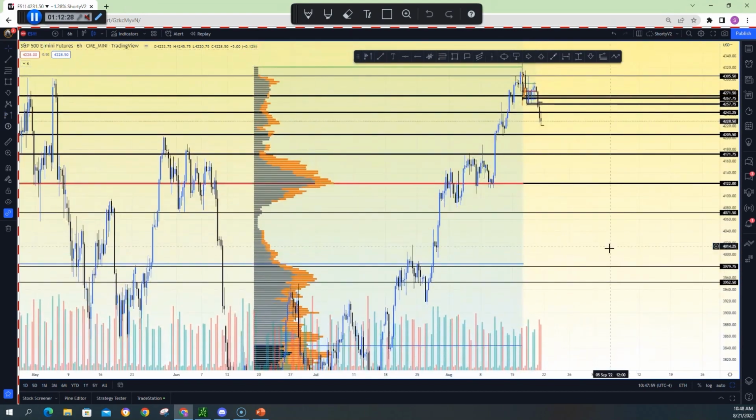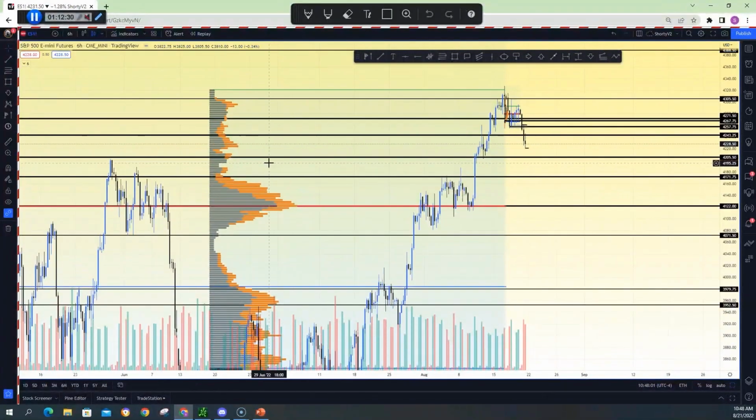And then you just look at the shelves right here, right? So there's a shelf right here, which is your demand zone at this level right here. You can expect a bounce here. It does. If it breaks this, then we go 30 points lower.